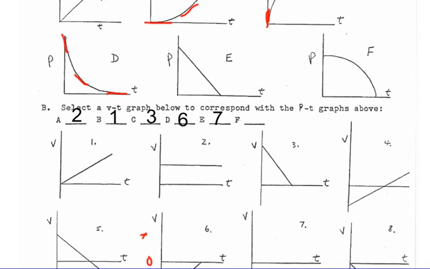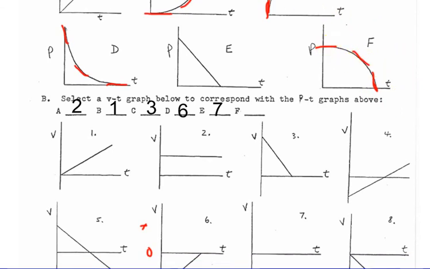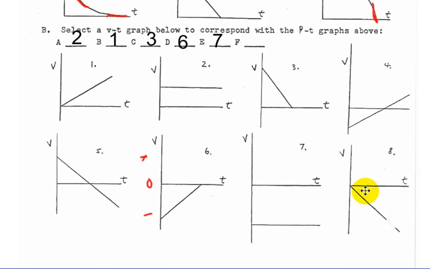And then lastly here we have this one. So starting off with 0 velocity, 0 slope, kind of a medium negative slope or negative velocity, then a really large negative slope corresponding to a really large negative velocity. So 0, negative, negative. 0, small negative velocity, really negative velocity. So that corresponds to graph number 8.